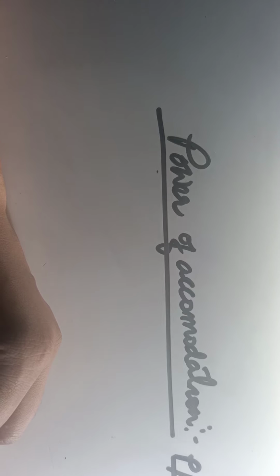Okay, we look into power of accommodation. First, let me read the text. The eye lens is composed of a fibrous jelly-like material. Its curvature can be modified to some extent by the ciliary muscles.